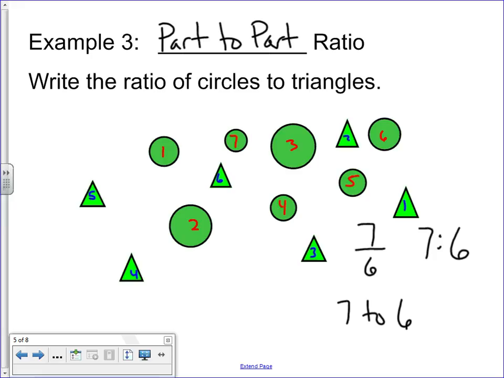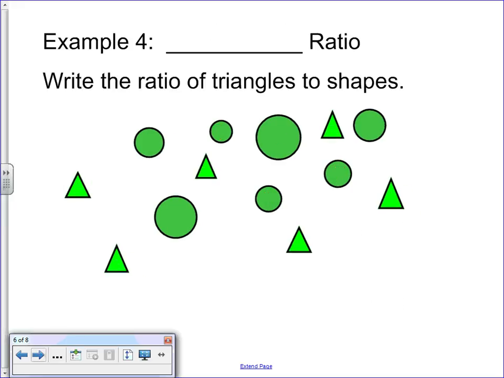Using the same idea, let's check this one out. Very similar here, but let's check. It says the ratio of triangles to shapes. Okay, so let's count up the triangles first. 1, 2, 3, 4, 5. There's 6 of them. Okay, perfect. Now, we need to count the number of shapes. So there's 1, 2, 3, 4, 5, 6, 7, 8, 9, 10, 11, 12, 13 shapes.